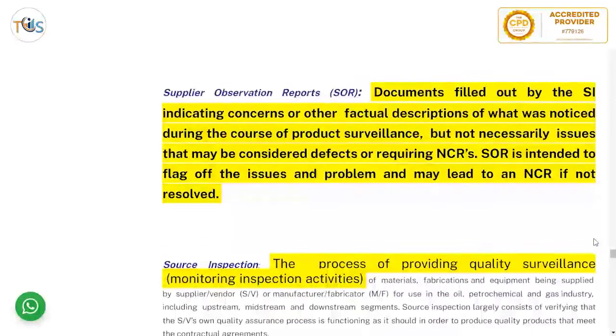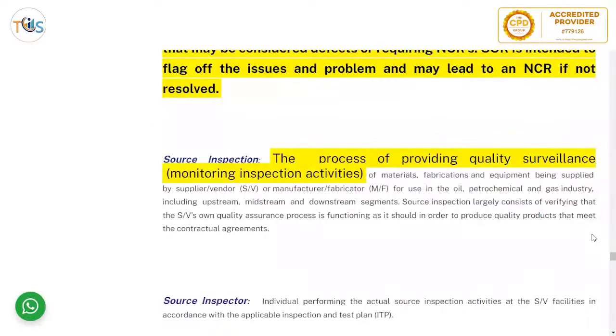Supplier observation report is documents filled out by the source inspector indicating concerns or other factual description of what was noticed during the course of product surveillance, but not necessarily issues that may be considered defects or requiring NCR. SOR is intended to flag off these issues and problems that may lead to an NCR if not resolved. So it is like sort of flagging of issues that may actually turn to be a serious problem or delay the project or cost more, and so it's like flagging off a warning sign.